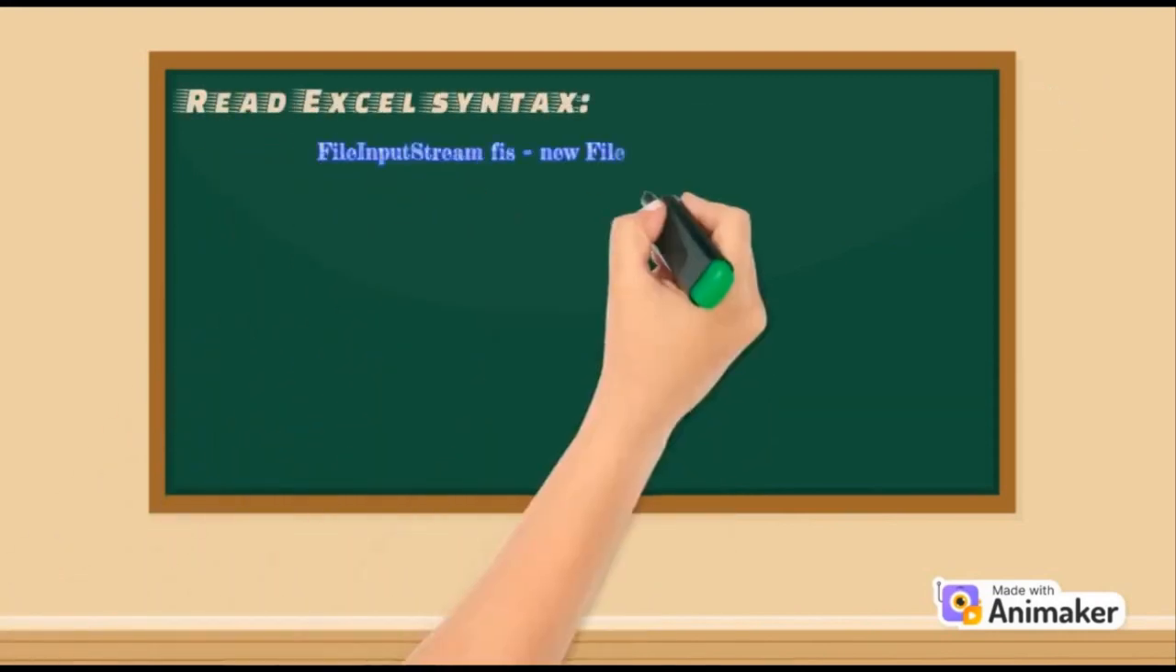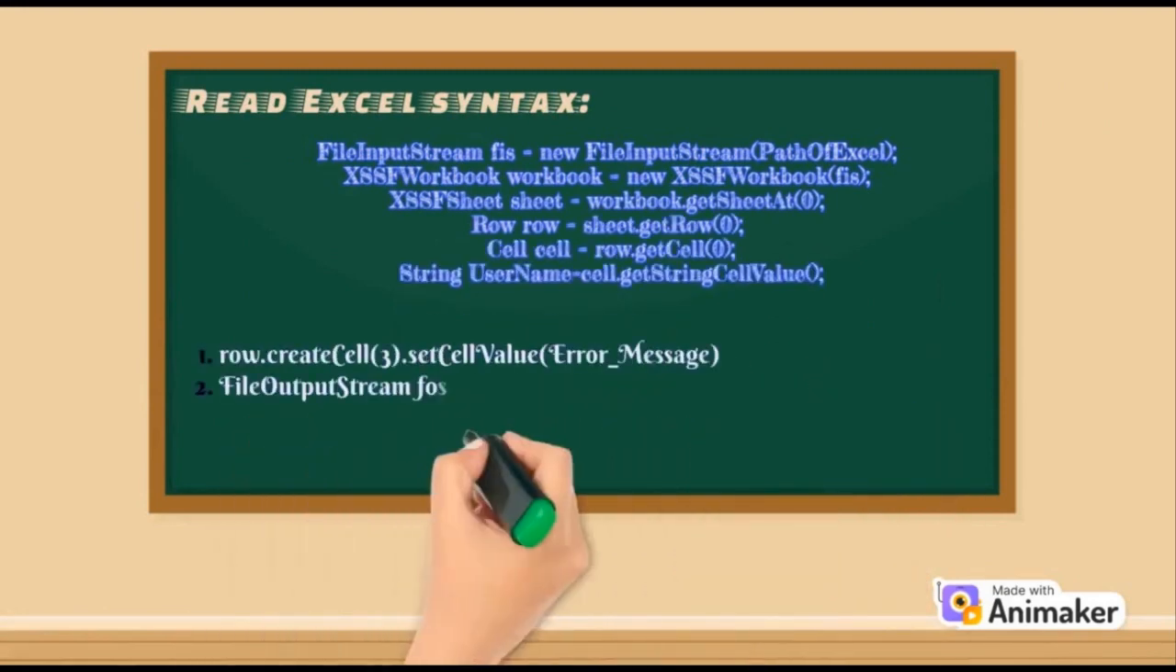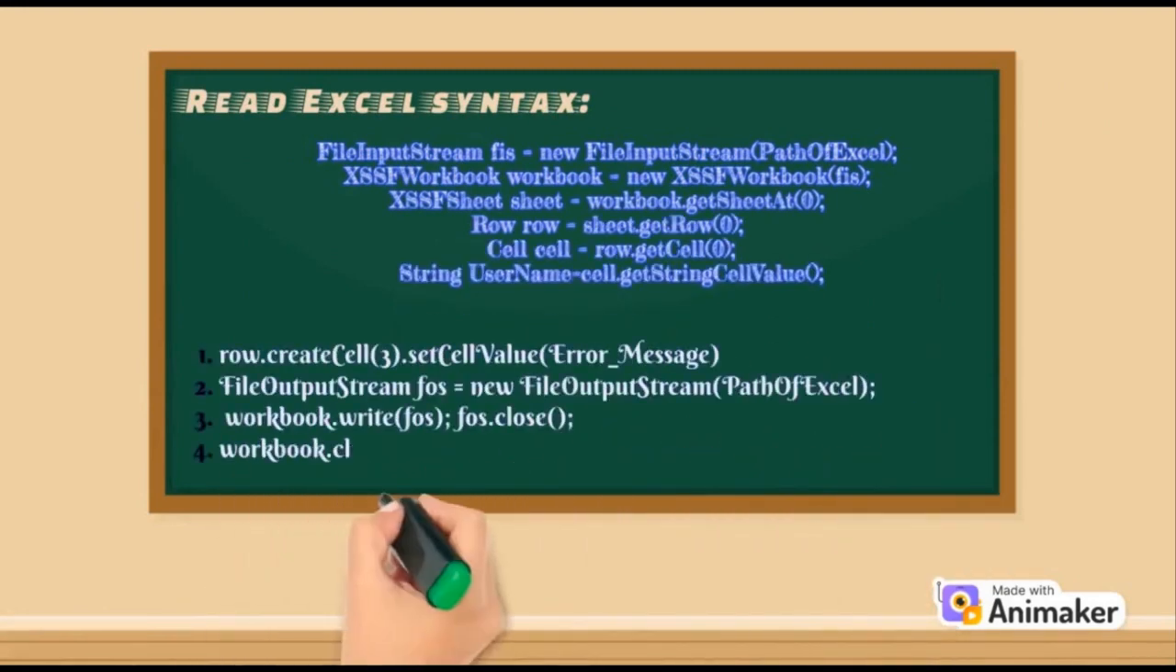So the next step is, what is the syntax to read and write an Excel file? The first syntax is for reading an Excel file. The first one is FileInputStream. It's not just for Excel. For any file, if you want to read, you need to use new FileInputStream with the path of the Excel, where you have placed the Excel file.